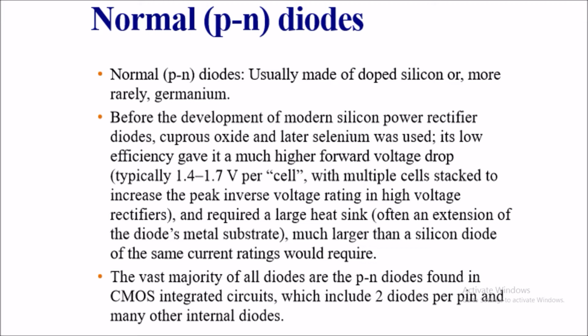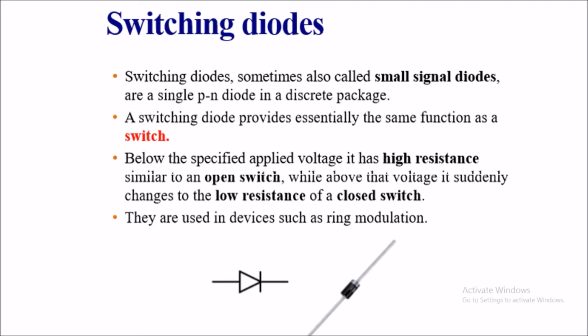The vast majority of all diodes are the PN diodes found in CMOS integrated circuits, which include 2 diodes per pin and many other internal diodes.